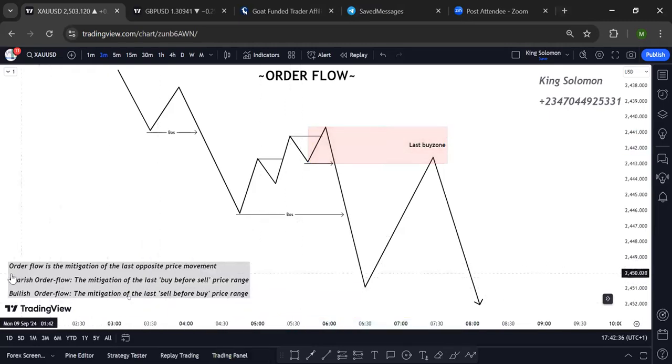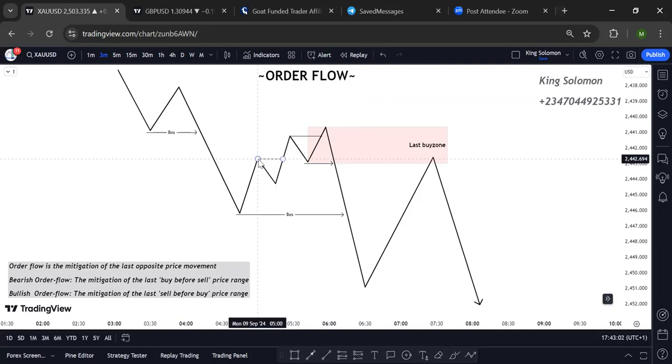For the bearish order flow, it's said to be the mitigation of the last buy before sell price range, right? So we've been seeing the break of structure to the downside on the normal time frame, or on the main time frame you're analyzing, right? Then let's say you've probably picked your demand zone and stuff. Then you want to look for the last buy before the sell that caused the break of structure, right?